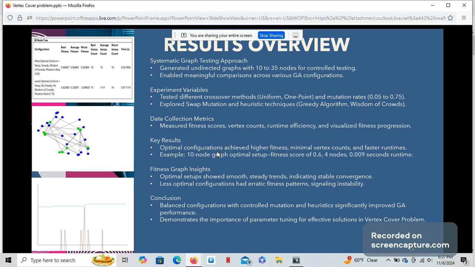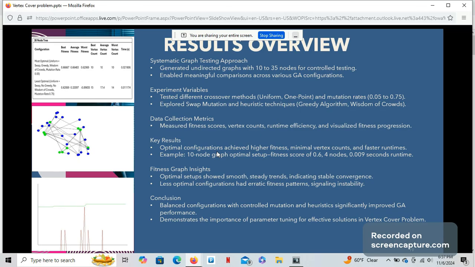So for each graph size, I experimented with multiple configurations. I varied crossover methods using both uniform and one-point, mutation rates from 0.05 to 0.75, and mutation strategies like swap mutation. I also tested with and without heuristic approaches such as the greedy algorithm and the wisdom of crowds technique, and collected data on fitness score, vertex counts, run times, and insights from visualizing the vertex covers and fitness progression.